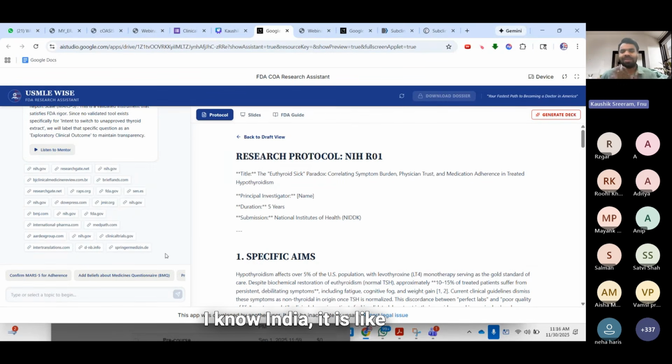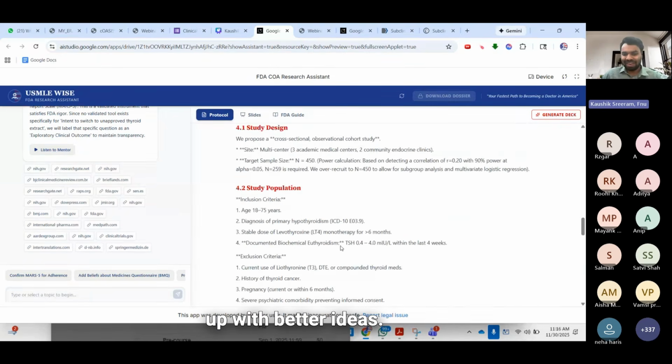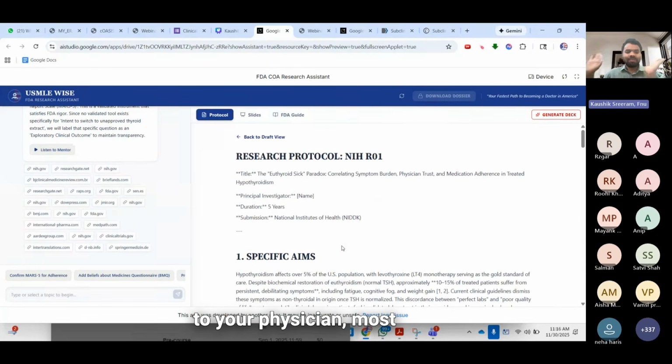I know in India, it is like a 5,000 rupee problem. So don't think about that. The main problem is to use your brain to come up with better ideas. And now let's say you take this proposal and go to your physician.